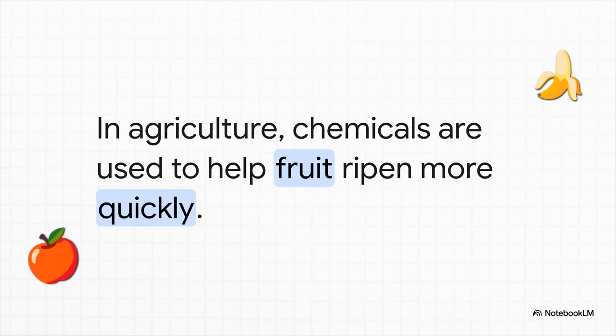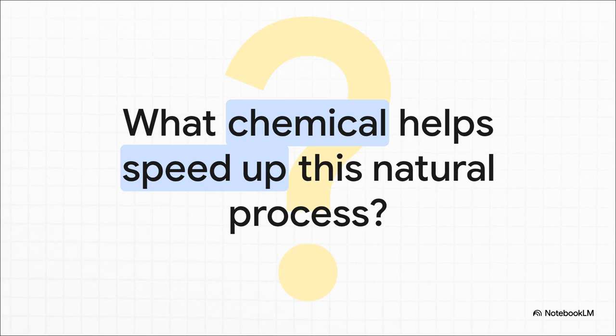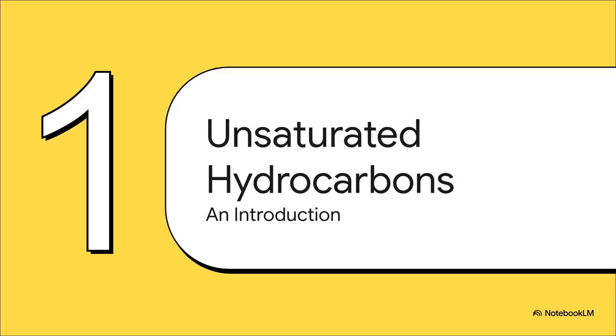Okay, or how about something a little more down to earth? Think about agriculture and the simple everyday process of fruit ripening. So what's the secret? What's the invisible chemical at work that helps speed that whole process up? It's a trick the entire industry relies on. All right, let's get into it.